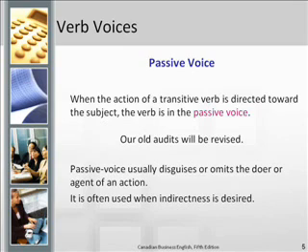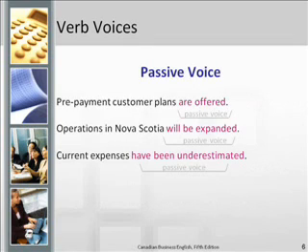The passive voice is often used when indirectness is desired. You're not giving any blame per se, and it's the doer that's omitted. For this reason, the passive voice is often referred to as the voice of tact. To illustrate the point further, let's look at a few more examples. In the first sentence, prepayment customer plans are offered. The verb is are offered, and the subject is plans. You can see that the plans are being acted upon, they are being offered, and the doer of this sentence is omitted. Who is offering the plans?